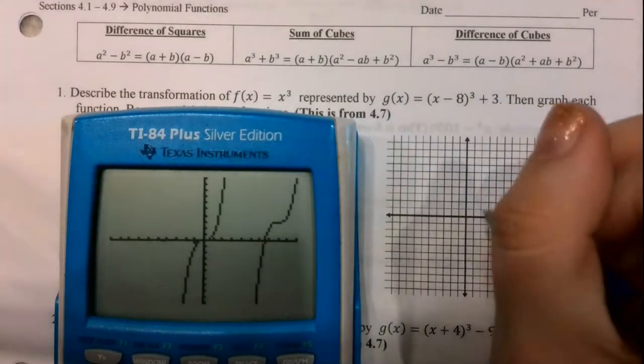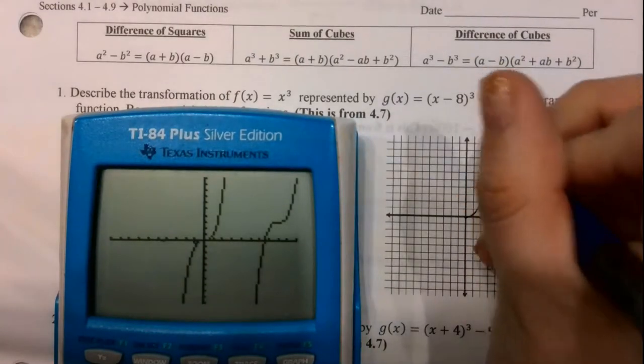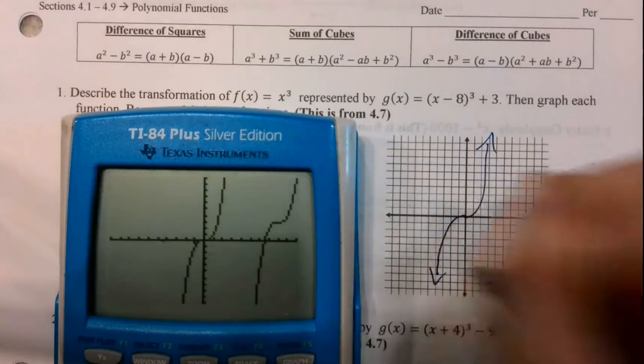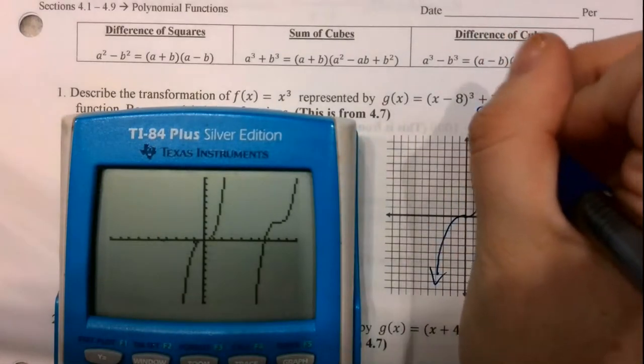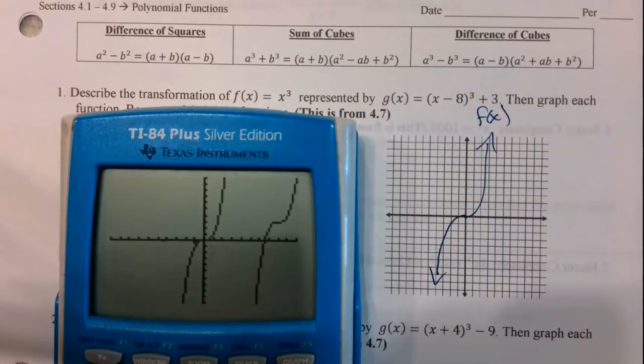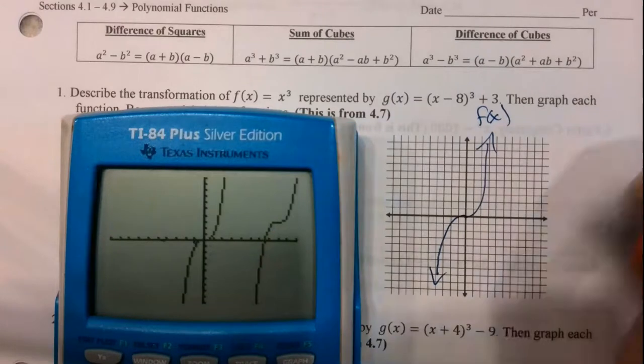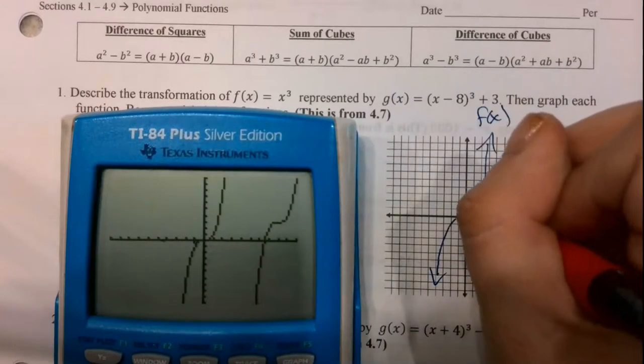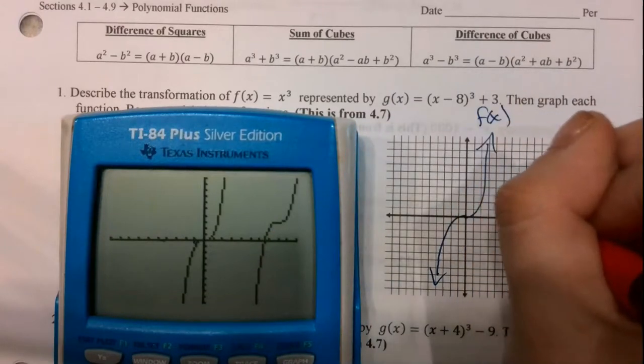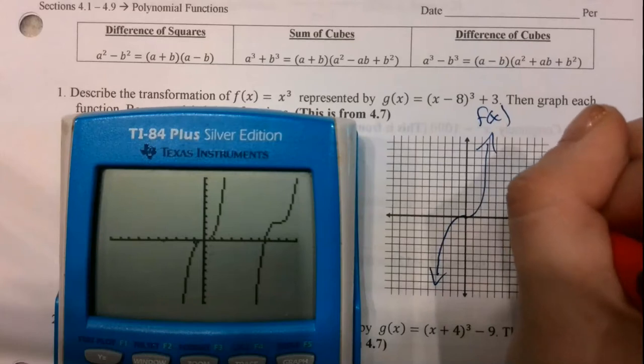Okay, so I just want to sketch my graph. So this one is f of x, and then the second one that graphed was g of x. So the little turning point, I want to make sure I move over 8, up 3. 1, 2, 3, 4, 5, 6, 7, 8. 1, 2, 3.